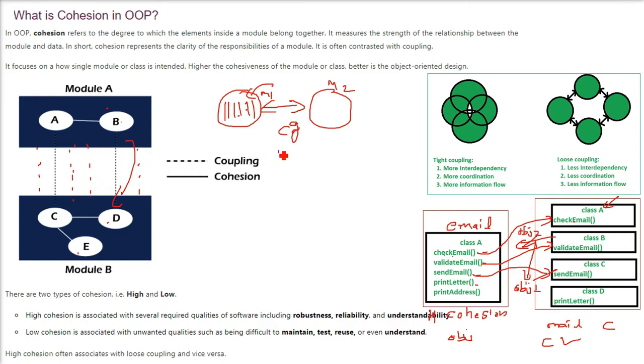And high cohesion is associated with robustness, reliability, understandability. Low cohesion means difficulty to maintain, to test, to reuse, to understand. So high cohesion is often associated with loose coupling.